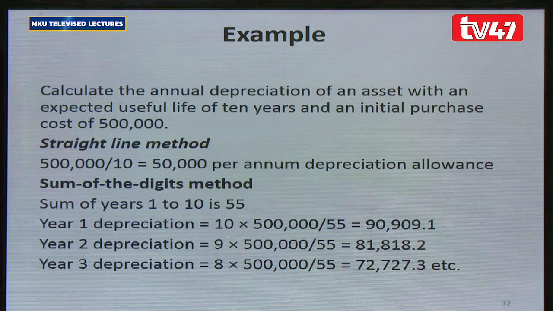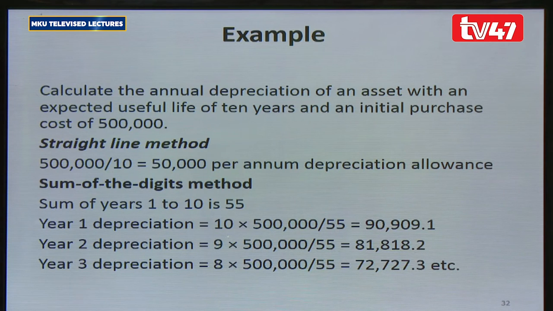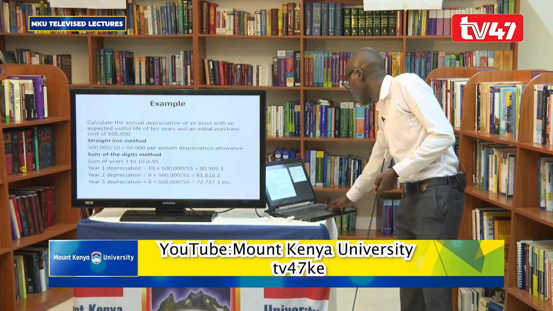Then there is the sum of the digits. If the property has got 10 years of useful life, you count 1 plus 2 plus 3 plus 4 up to 10, and you get 55. So in the first year, the depreciation will be 10 times 500,000 divided by 55. The depreciation will be 90,000. In the second year, it's 9 times 500,000 divided by 55. Again, you get that one. You continue up to the 10th year, which is the useful economic life.